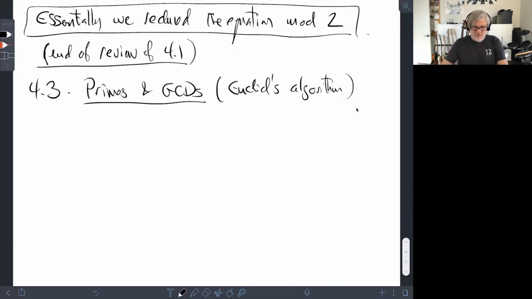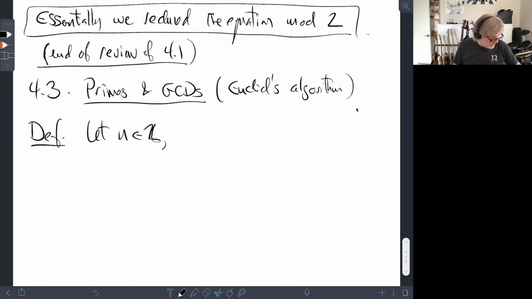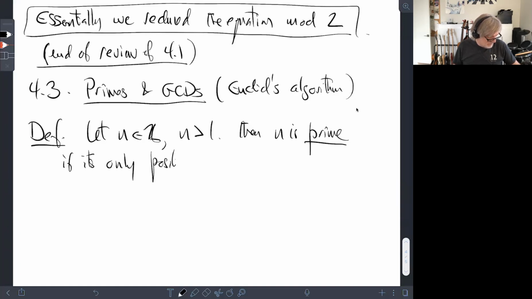So let's start. So what's a prime number? You all know what a prime number is, but just to make sure, what is a prime number? You can define primes. You can have negative primes. We're just going to define them for positive, but it's the same thing. It's just a mirror image. So let n be an integer bigger than 1. Then we say n is prime if its only positive divisors are 1 and itself.